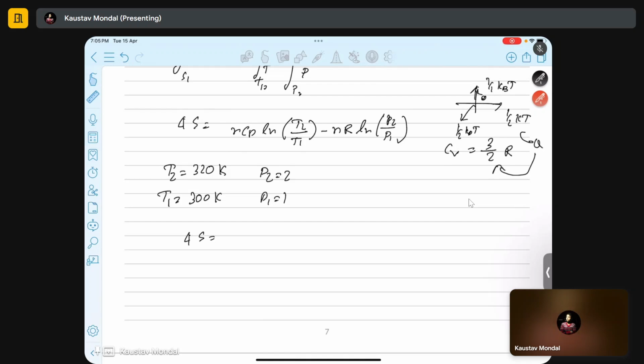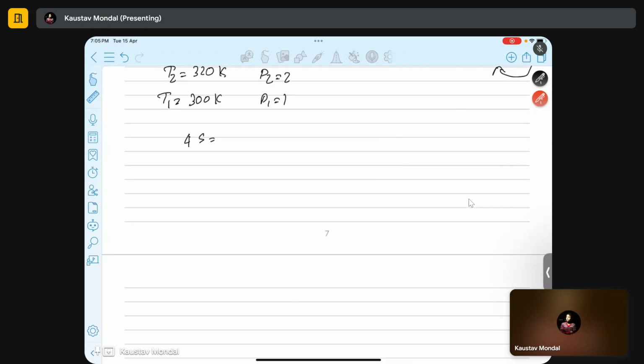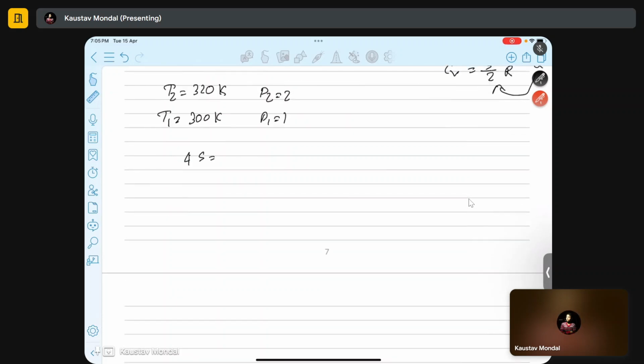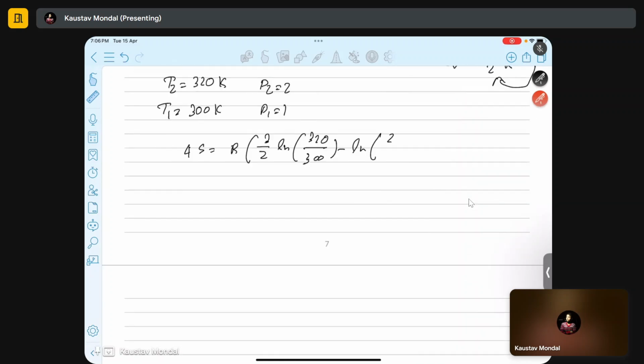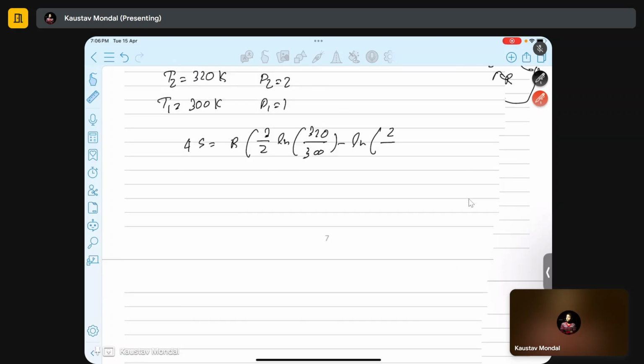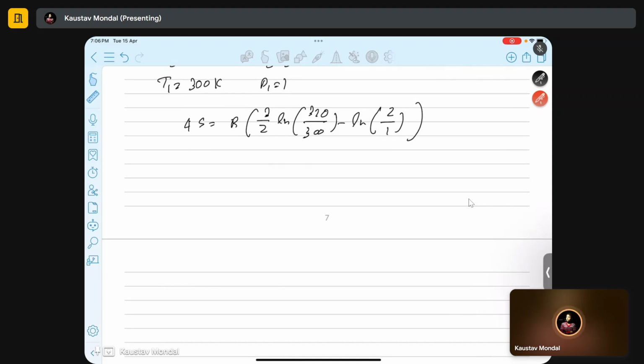So now, that is it. If you substitute all of these things here, Cv is 3 by 2R, so substituting everything, 3 by 2 ln 320 by 300 minus R ln 2, you calculate this whole thing and it simply gives you delta S equal to minus 4.42 joule per kelvin.